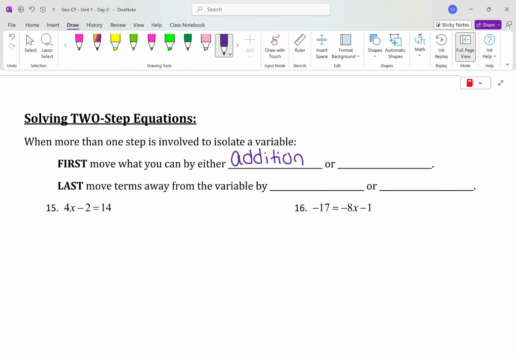So first we're going to move what we can by either addition or subtraction. Last, move terms away from the variable by multiplication or division.